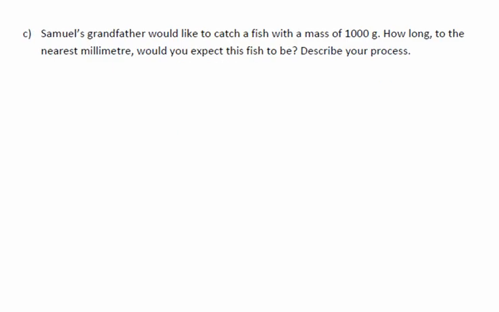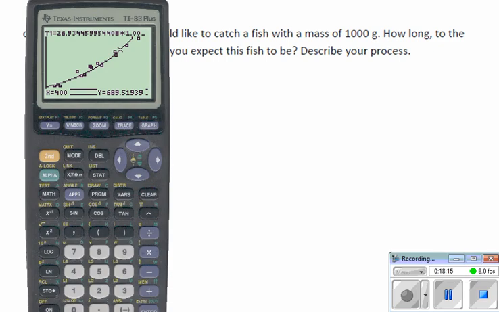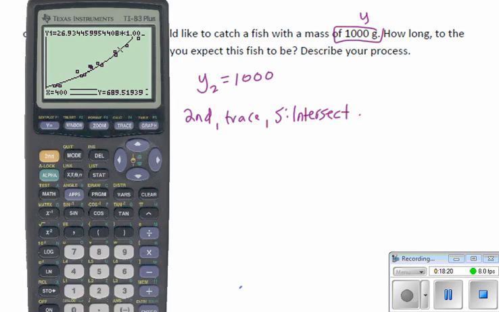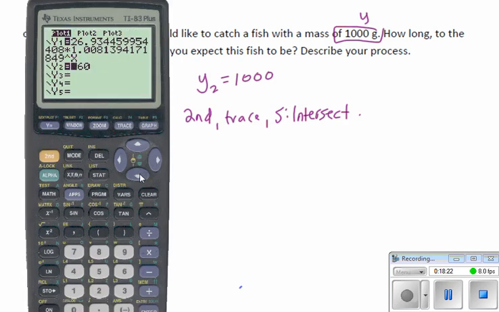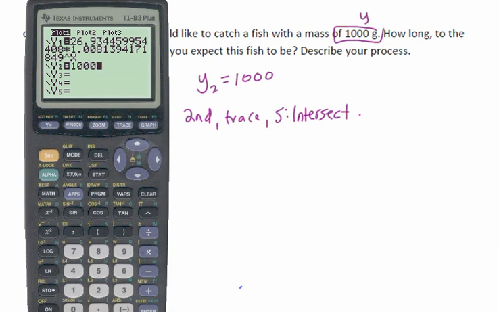Okay, last question. Can you try this one on your own? Samuel's grandfather would like to catch a fish with a mass of 100,000 grams. How long would it be? You're finding x, they're giving you y. This time they gave you a y value. It's 100,000. You might have to zoom out.